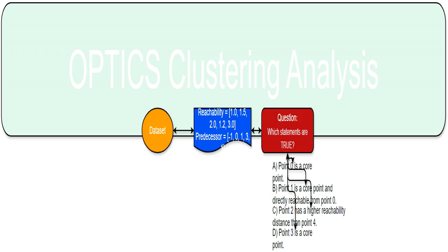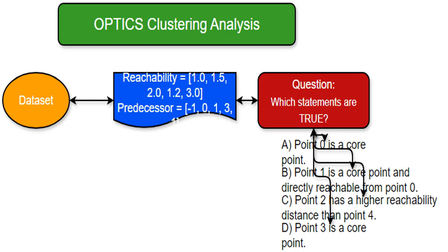I'm analyzing OPTICS clustering, a method used to group data points based on their density. OPTICS stands for Ordering Points To Identify the Clustering Structure. It's a cool algorithm that's especially useful when you have clusters of varying densities. I'm working with a dataset that I'm analyzing with OPTICS. The dataset is what we are going to group into clusters.